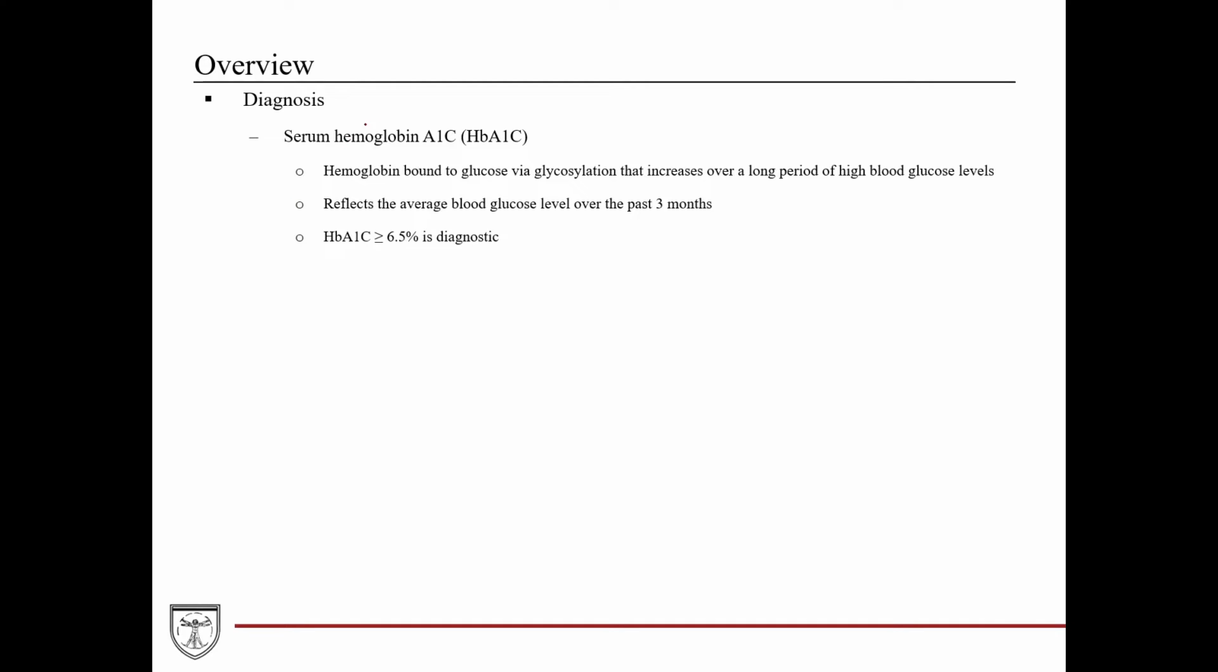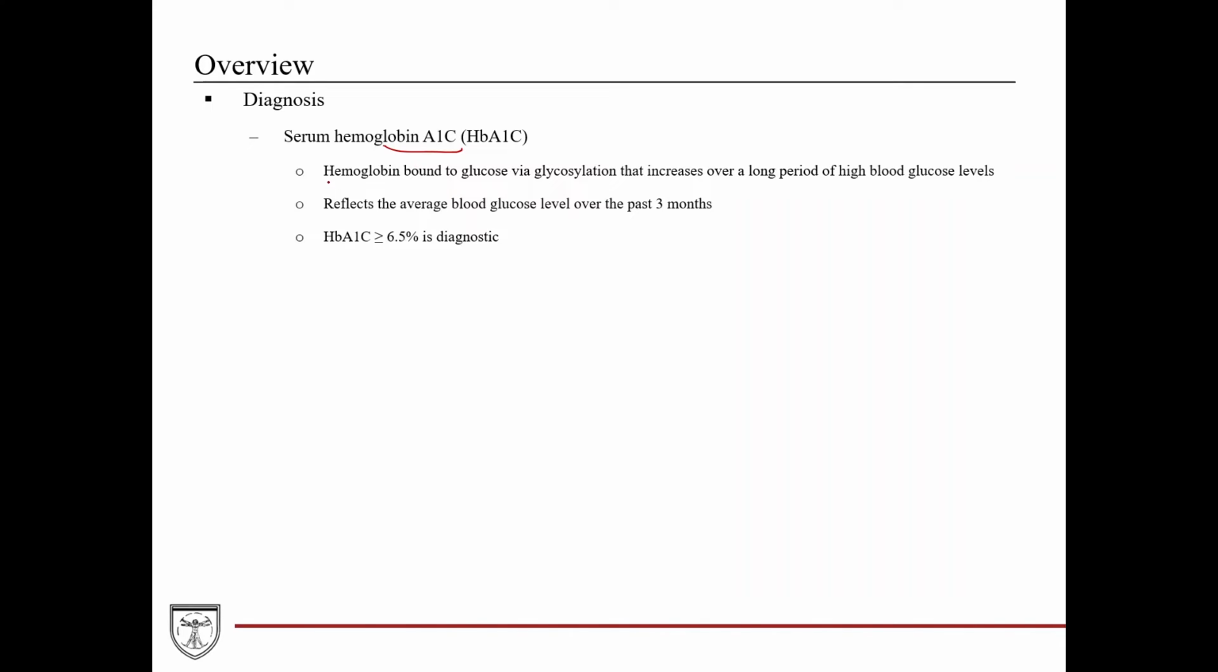But what you'll see is that serum hemoglobin A1C, or your A1C, or HA1C as people will call it, is the main diagnostic tool, especially clinically. Someone comes in, it's almost part of the standard workup, or if someone goes to a primary care doctor and they're a new patient, it's part of that. Or if you definitely have suspicion for diabetes, you would definitely measure an A1C in a patient in the hospital.